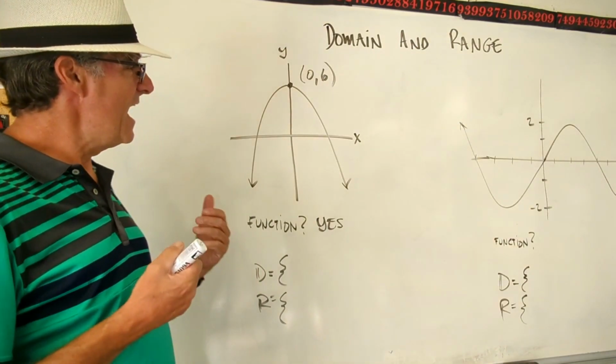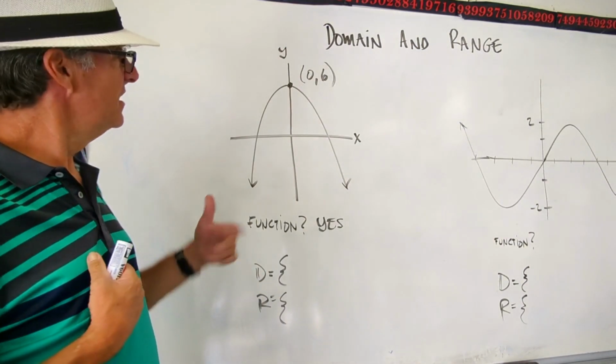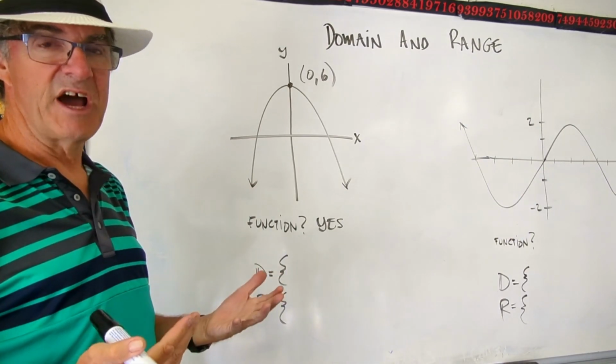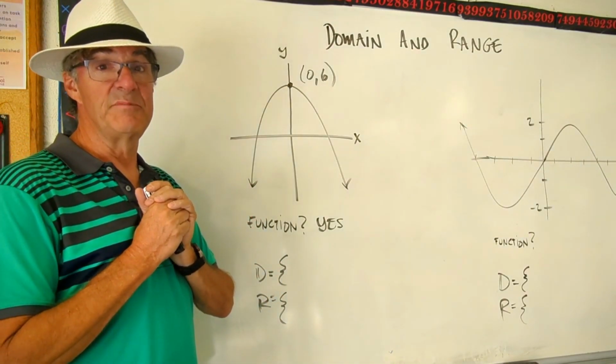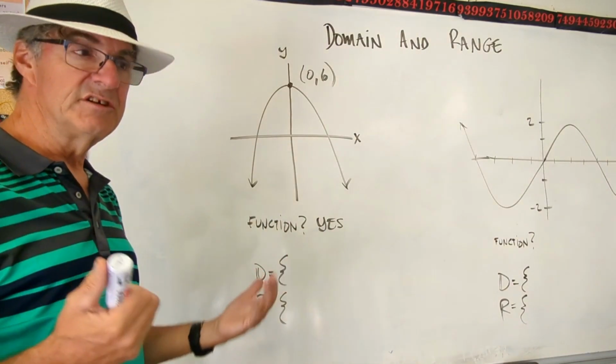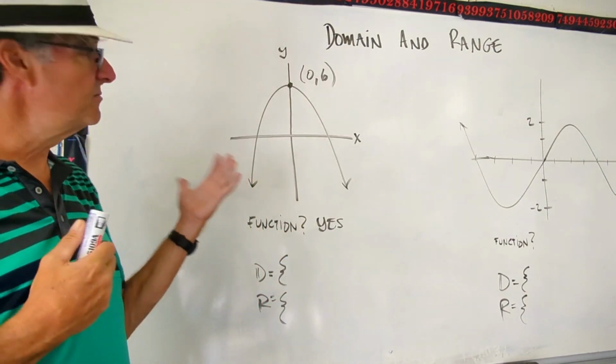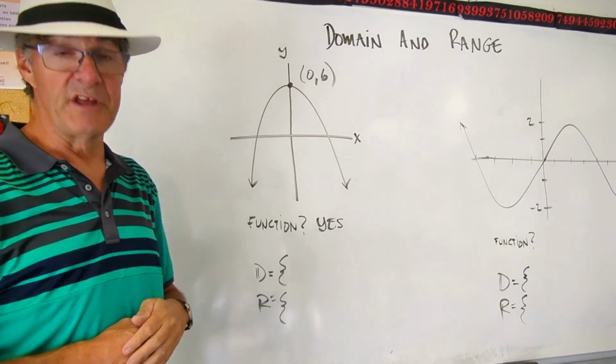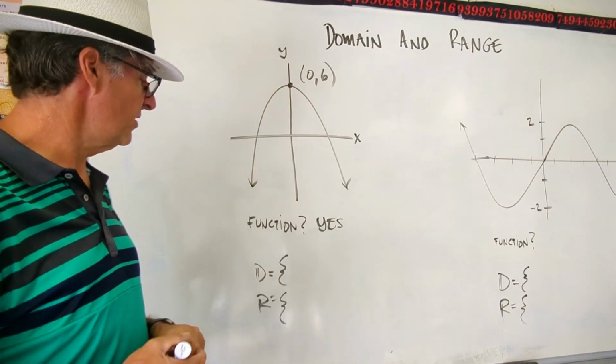Okay, any value for x. This function, if it's some kind of quadratic, there's no limits on what x can be. x can be 0, x can be 1,000,000, x can be a fraction, x can be pi, x can be anything that's a real number. No imaginaries, but anything that's a real number.